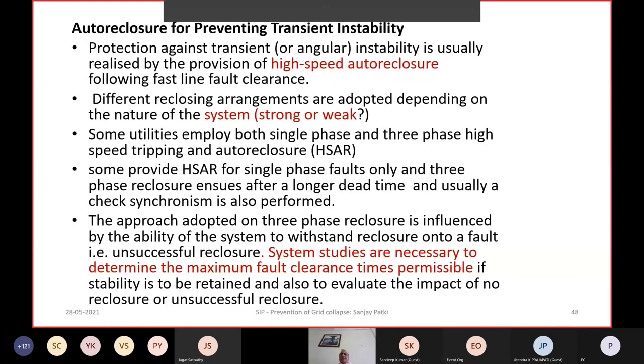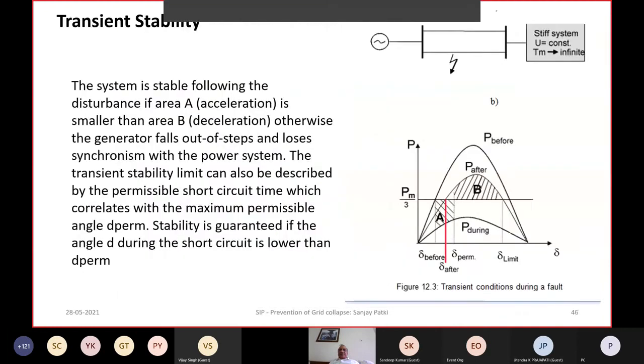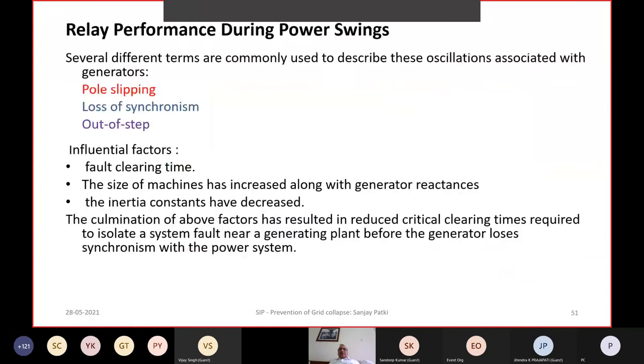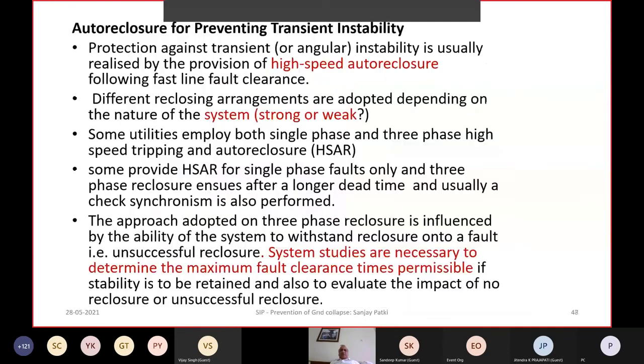One of the measures which is implemented in the grid to maintain stability: basically what is required to maintain stability, we must reduce delta P. In this diagram, this delta P, that means the difference between electrical power and mechanical power, should be minimized. How can it be minimized? One way of minimization is by way of auto reclosure. The high speed auto reclosure, why do you adopt the single phase tripping and single phase auto reclosure?